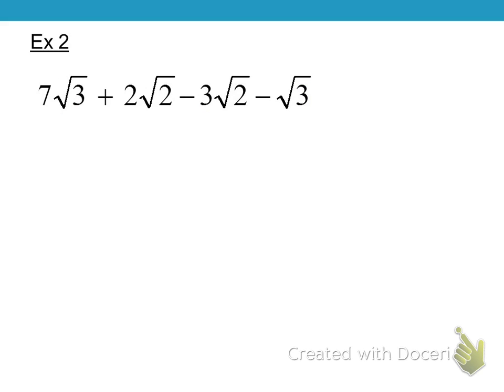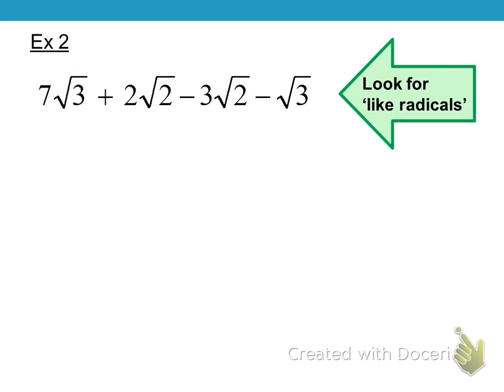All right, here's example 2. So 7 square root 3 plus 2 square root 2 minus 3 square root 2 minus square root 3. Is there an imaginary 1 in front of that square root 3? All right, so what's 7 square root 3? Well, I'll ask you, what goes together? Square root 3 and square root 2. So the square root 3's go together, and the square root 2's go together.